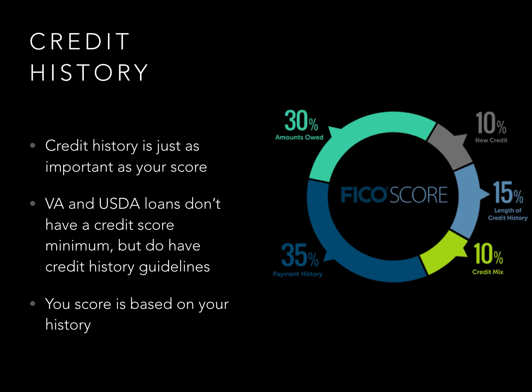Your credit history is just as important as your score. So as you can see there, your FICO score, your credit score, is based on your payment history, your length of credit history, your amounts owed, your mix. So a lot of your factors in your history factor into your score. So it's just as important. Beyond that, VA loans and USDA loans don't even have a credit score minimum, but they do have guidelines for your credit history. So they might not say you have to have a certain score like a 580, but you have to have done certain things or not done certain things in the last period of time.